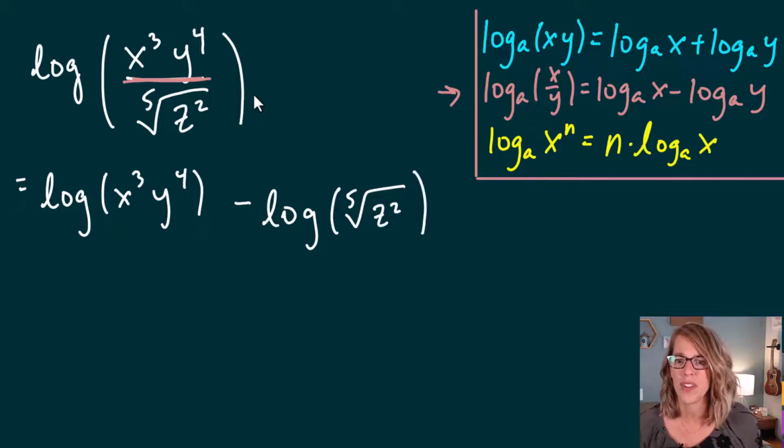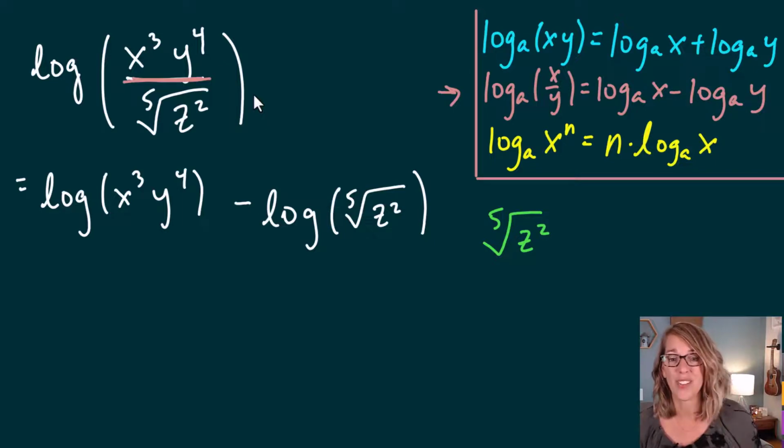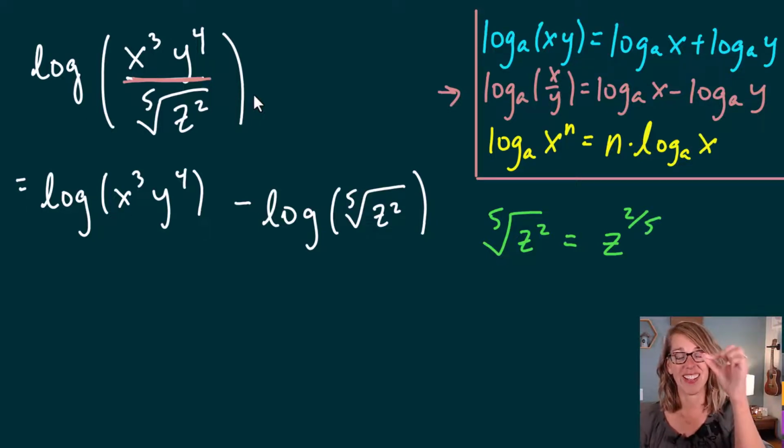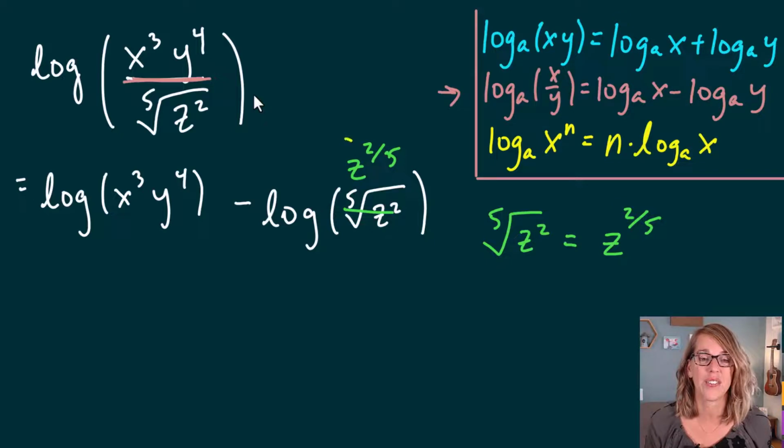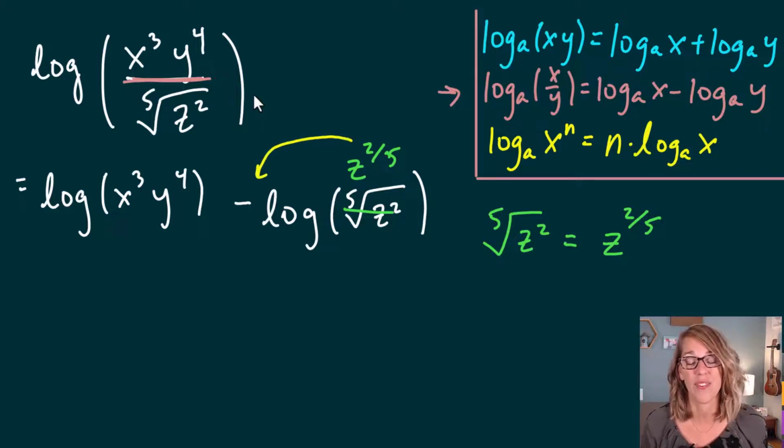Let's deal with the fifth root of z squared here. The fifth root of z squared, we know that that fifth root is a 1/5 power, but 2 is also part of that power, so I can change this into a rational exponent. The power on the inside is the numerator. The power or the index for that root is the denominator. So I'm going to change this into z to the 2/5, which is great because I'm going to be able to bring that 2/5 now out in front.